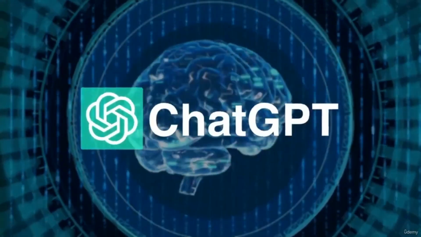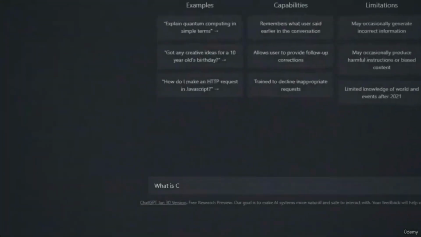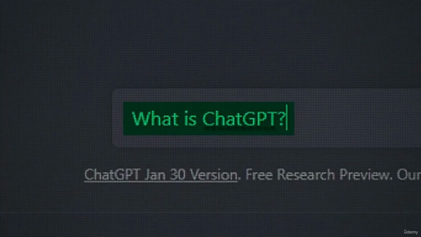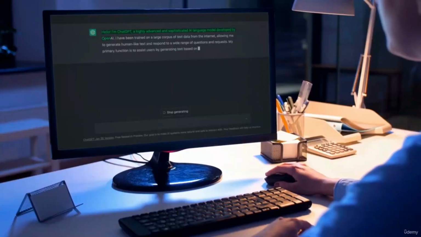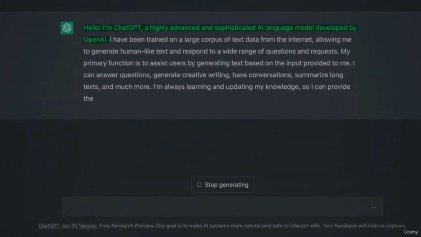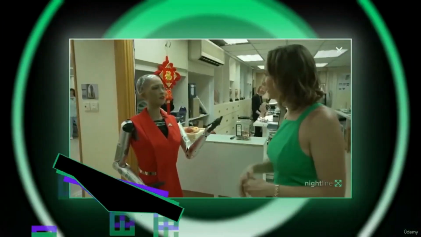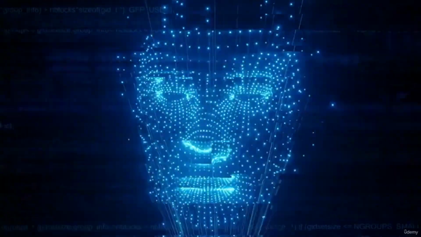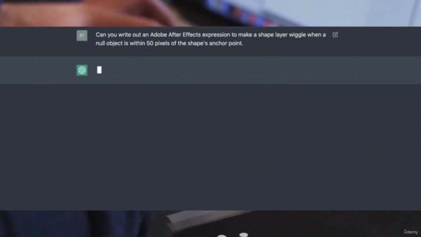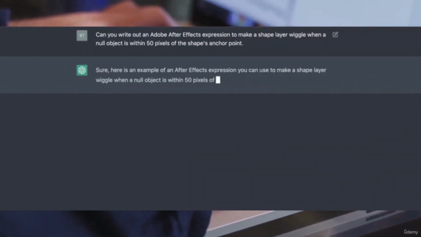Today we'll learn how to create inclusive prompts and consider the impact of our language models on a diverse audience. First, let's see how we can reduce bias in AI systems. For that, you should keep in mind the sources of bias in AI systems and be aware of different types of bias, which are gender bias, racial or ethnic bias, and socio-economic bias, and geography as well. We should be mindful of these biases when we craft prompts and evaluate AI-generated outputs.